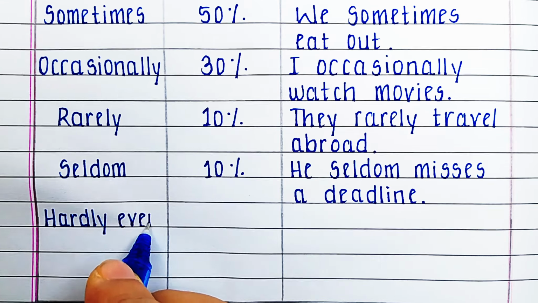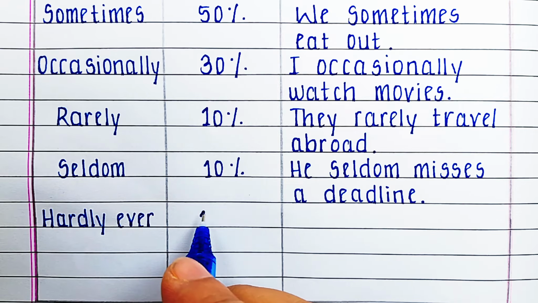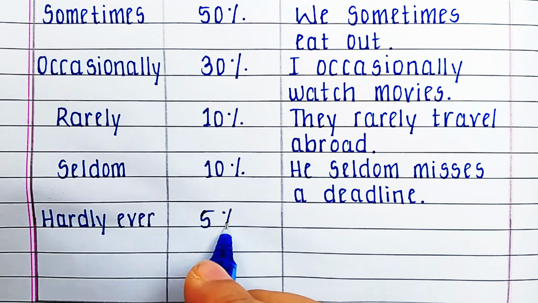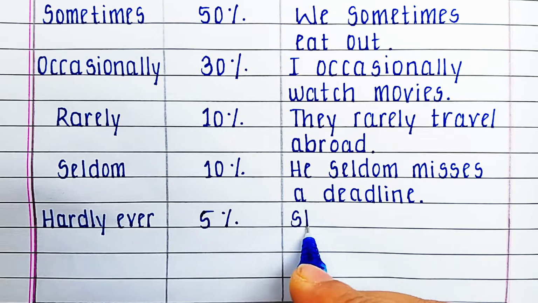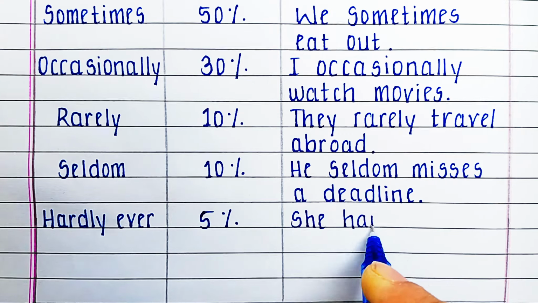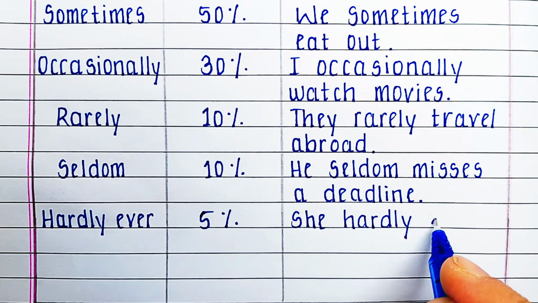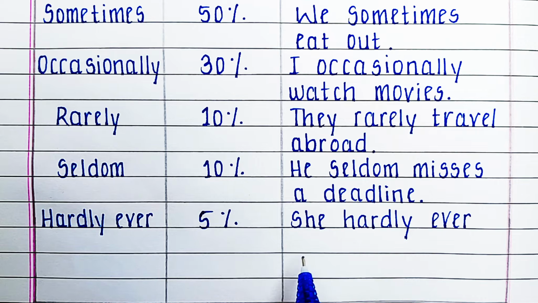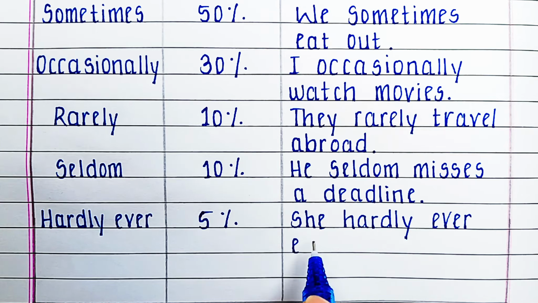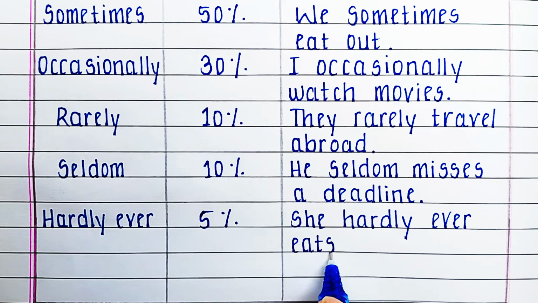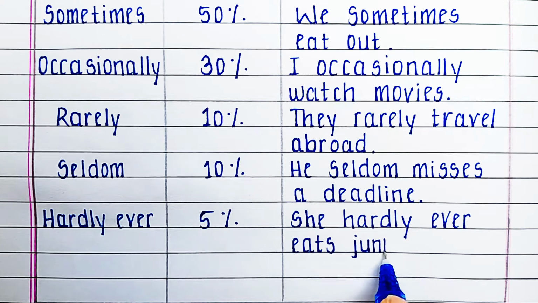Next adverb is hardly ever. Hardly ever is used for 5% frequency. For example, she hardly ever eats junk.